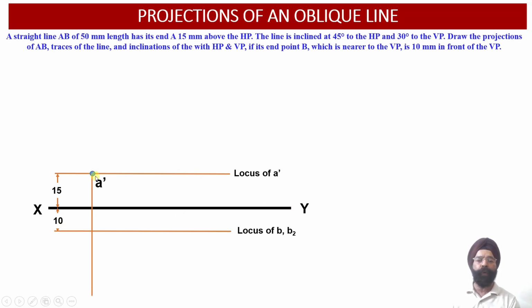So having marked point A dash in the elevation projection view, now we have the information that the true length of the line measures 50 millimeter, and this true length of the line is inclined at an angle of 45 degree with respect to the horizontal plane. So this angle theta we have marked as 45 degree. This point corresponding to this true length will provide us with the location of point B1 dash in the elevation projection view.